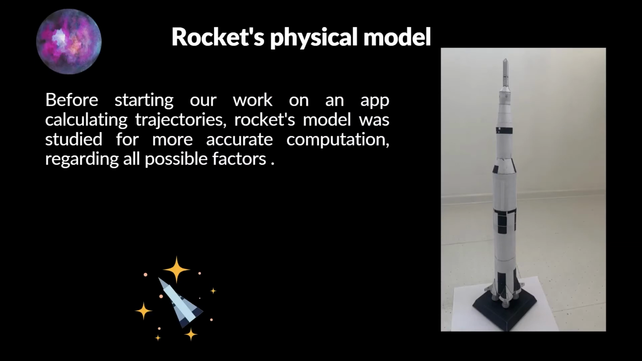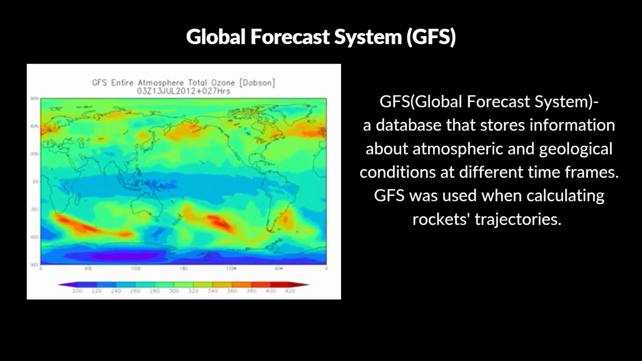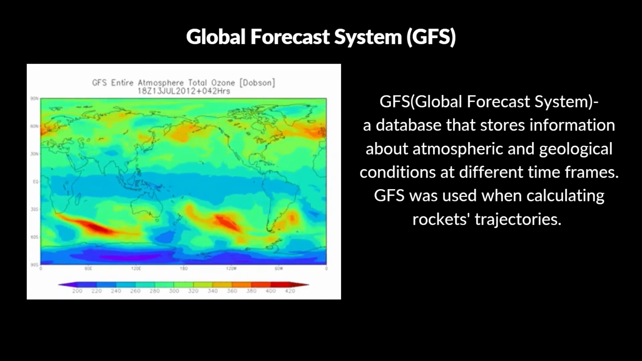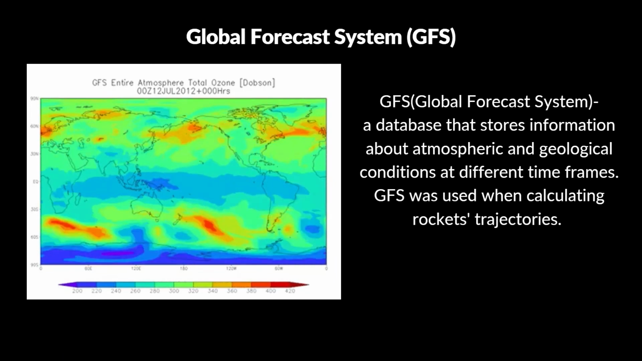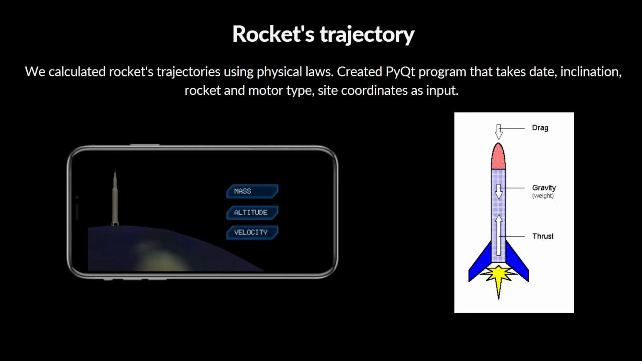Next step of our work was creating a physical model of the rocket to fully understand what factors will influence its trajectory. As we know, for calculating rocket's trajectories, we should take into account weather conditions. For that, we used the Global Forecast System. It's a database that stores information about atmospheric and geological data.